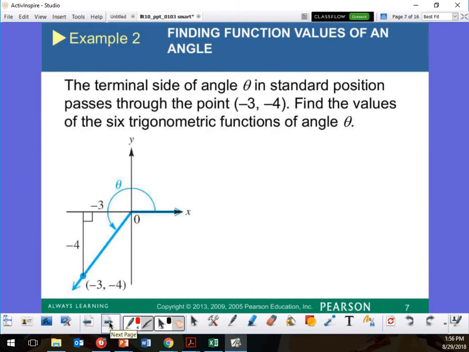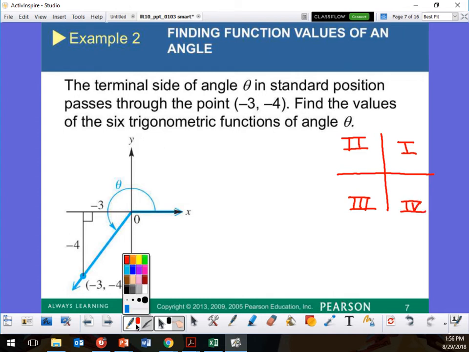Okay, so let's take a look at this next one right here. Example 2 says the terminal side of an angle theta in standard position passes through that point. Find the values of the six trig functions. Now, there's something I'm going to give you guys which is going to help you out a whole lot. Quadrant 1, quadrant 2, quadrant 3, and quadrant 4.